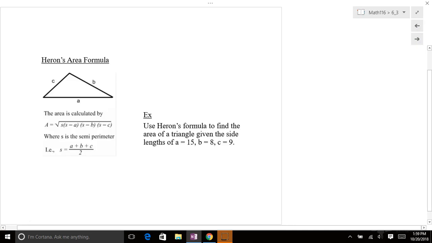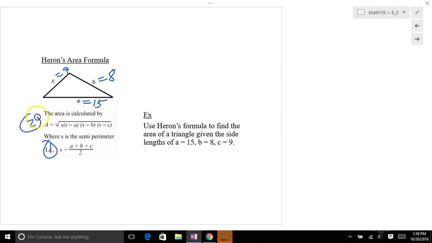Well, Heron's area formula is a nice formula to find the area of a triangle when you only have all the side lengths. So if they give you this side A length is 15 in the example, the B side length is 8, the C side length is 9, what you do first is you find what's called the semi-perimeter, number 1, and then you can plug it into this area formula, number 2, and you'll have the area without even needing the height or the altitude of it. You just have the 3 side lengths. So let's do that for this 15, 8, and 9 side length triangle.